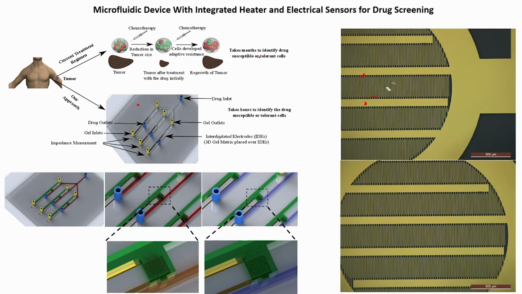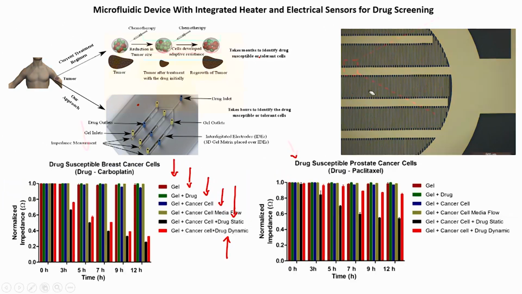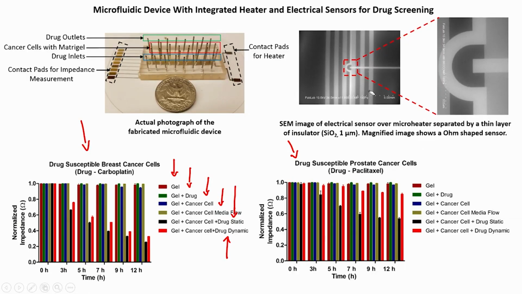But this is a static platform. Our body is not static, our body is dynamic, and that is why we had to rely on a dynamic platform instead of a static platform, and that is why we had to go for a microfluidic platform. So, you can see that when you flow the drug, drug plus cancer cell in a dynamic mode is showing a different value. For prostate cancer also, it shows a different value compared to the static platform, and that is why we have to rely on a dynamic platform.